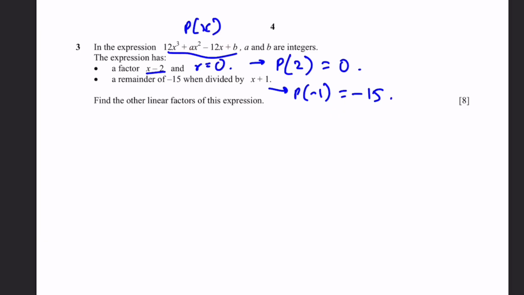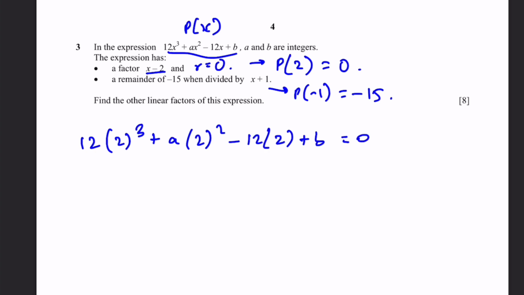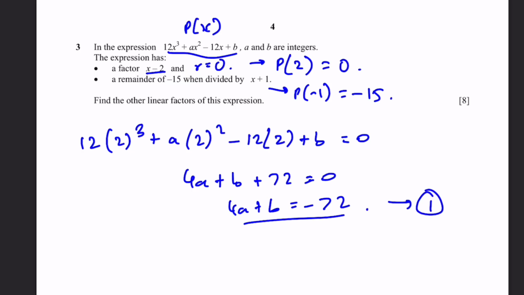P of 2 is just 12 times 2 cubed plus A times 2 squared minus 12 times 2 plus B. That's equal to 0. And now when we do this, 4A plus B plus 72 is equal to 0. And we can write 4A plus B is equal to minus 72. And this is our first equation we found.